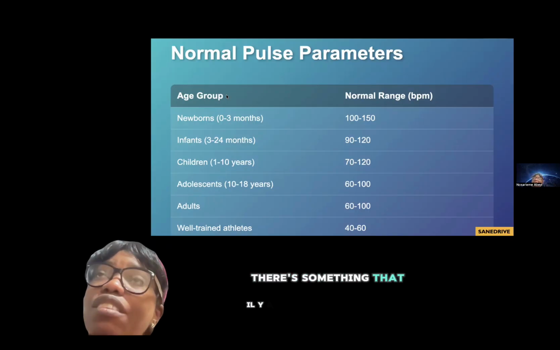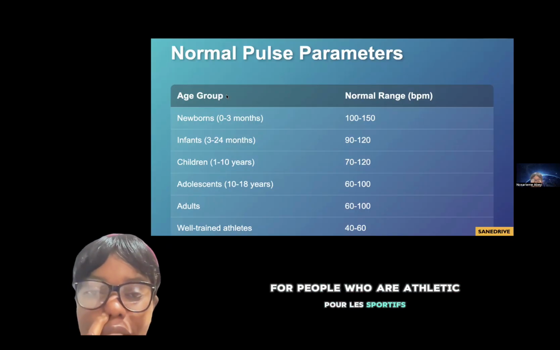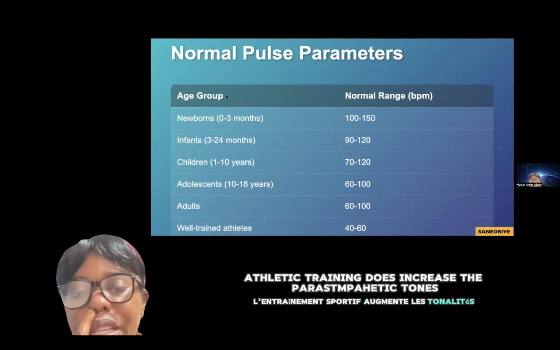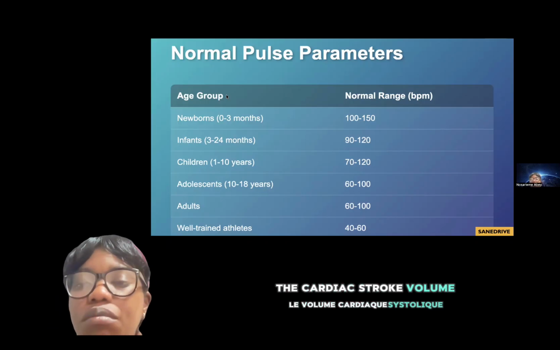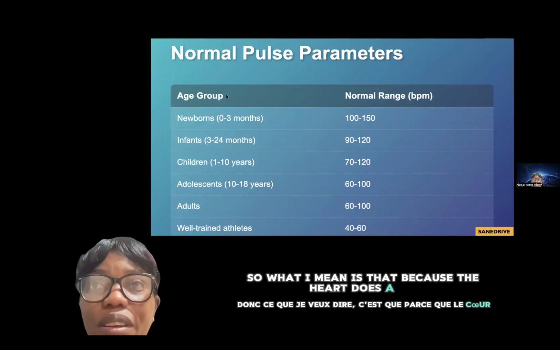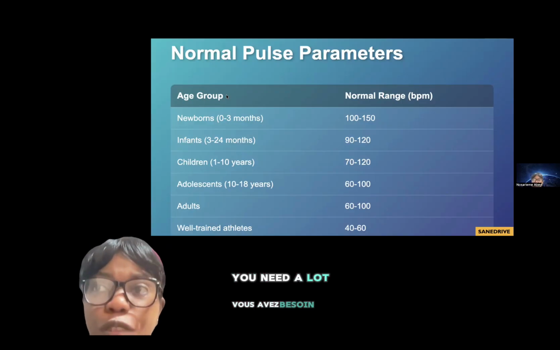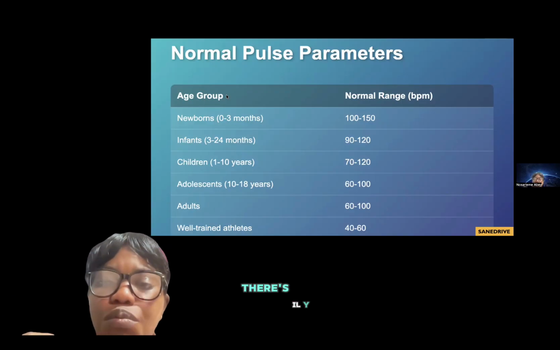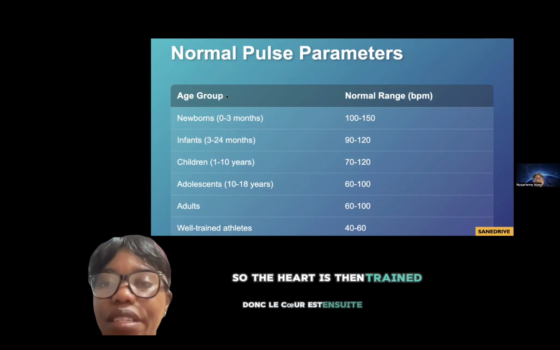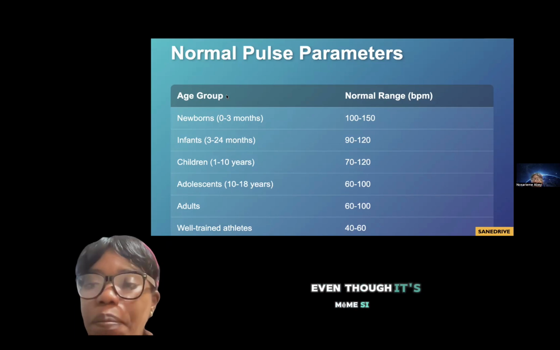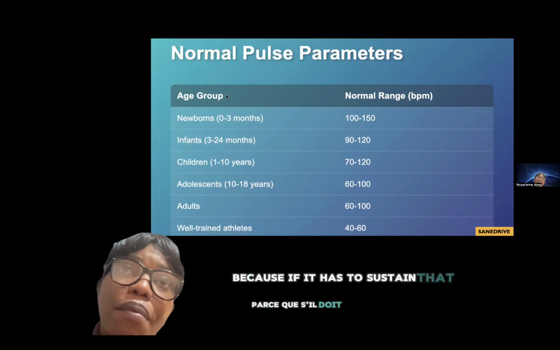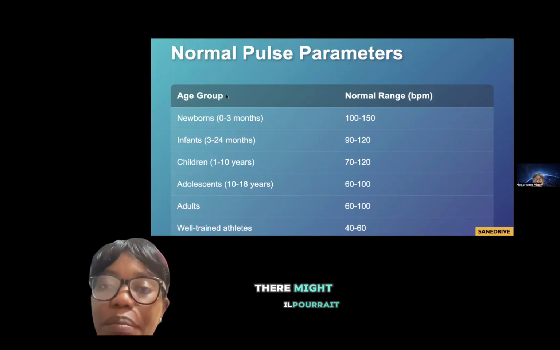And there's something that usually changes for people who are athletic. Athletic training does increase the parasympathetic tone, and this enhances the cardiac stroke volume. What I mean is that because the person is doing a lot, the body needs a lot of oxygen, it's gulping oxygen. There's more work being done. So the heart is then trained to restrict itself to beat at a lower rate, even though it's pumping enough. Because if it had to sustain that higher rate, there might be problems.